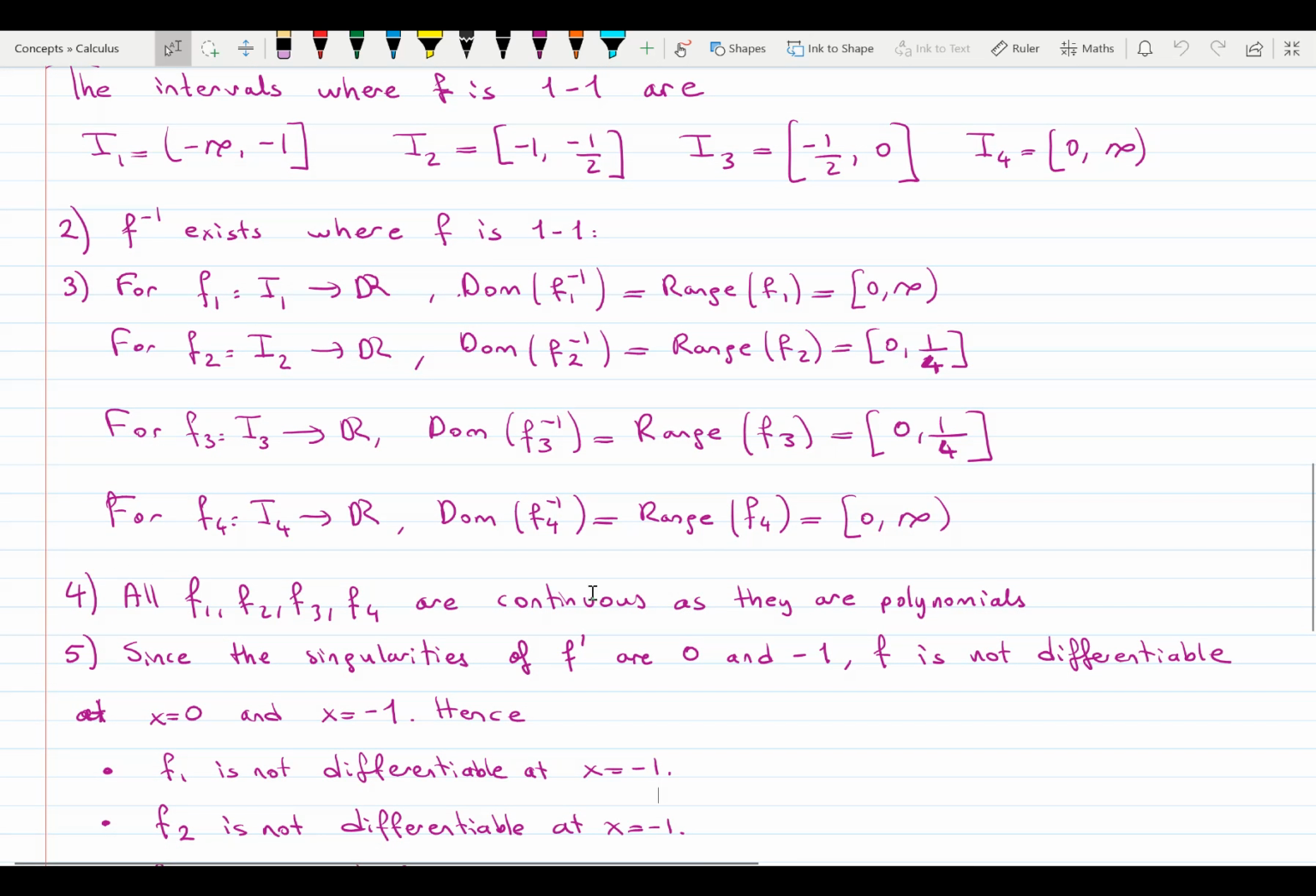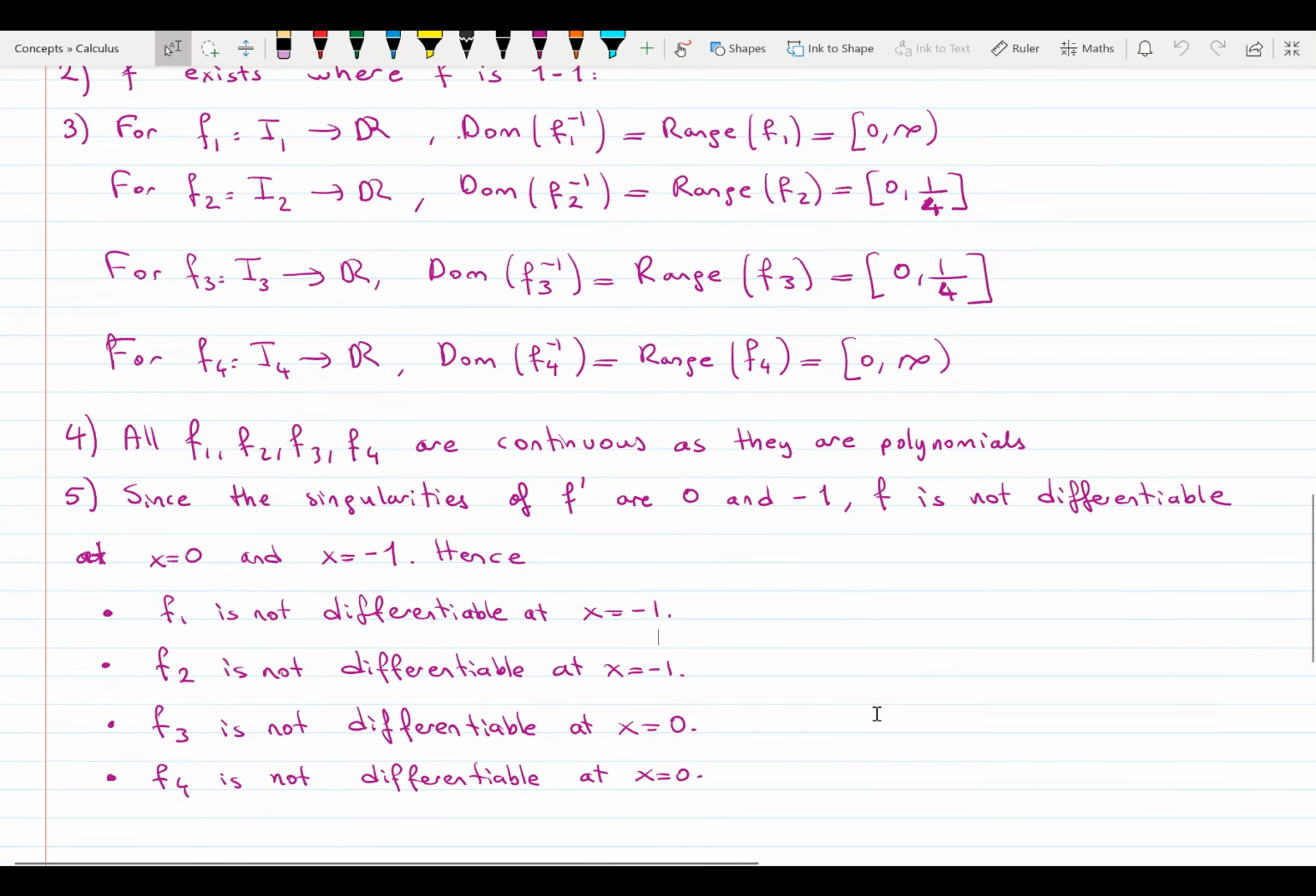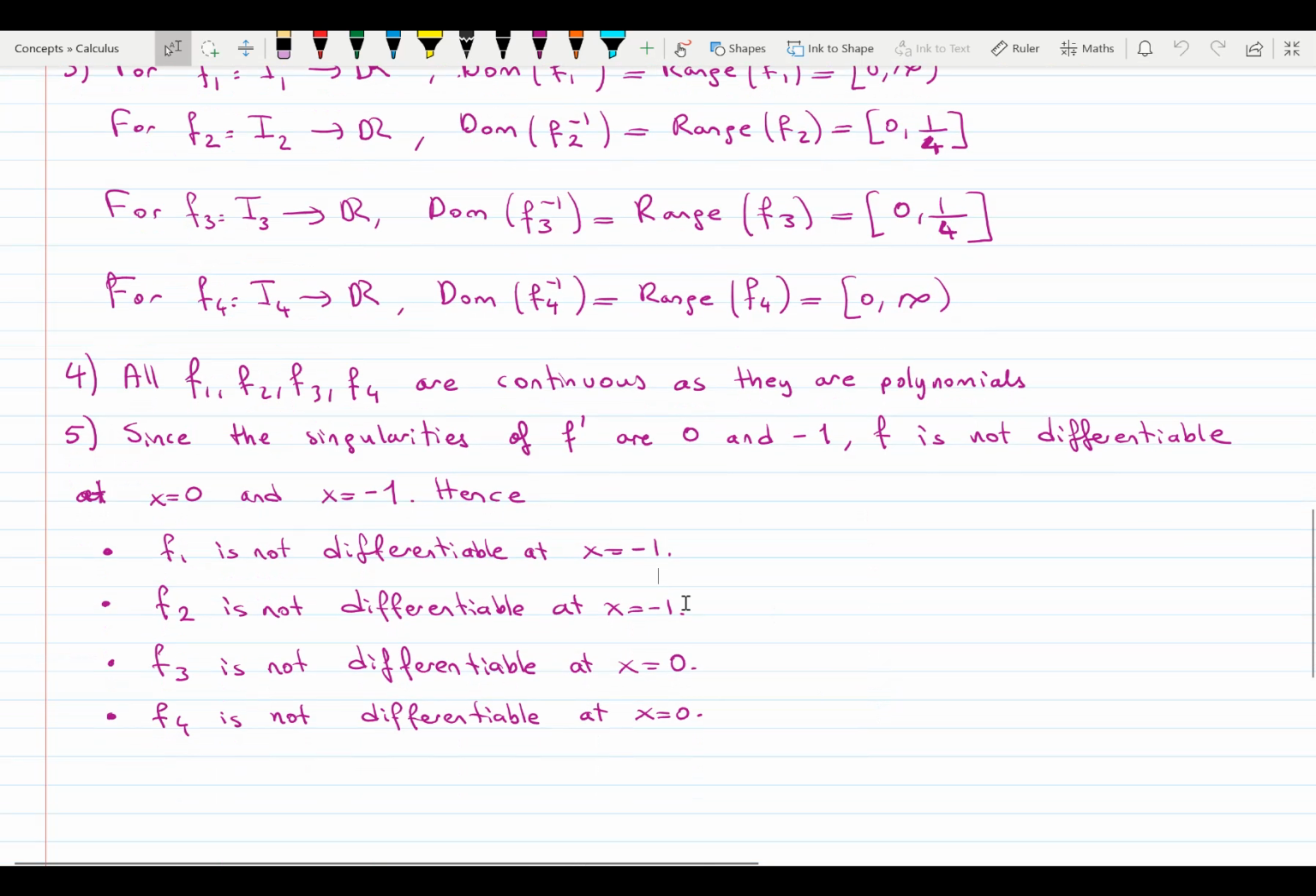F1, F2, F4 are all continuous because they are polynomials. Since the singularities of the derivative of f are 0 and minus 1, f is not differentiable at those points. So f1 and f2 are not differentiable at x equal to minus 1, and f3 and f4 are not differentiable at x equal to 0.